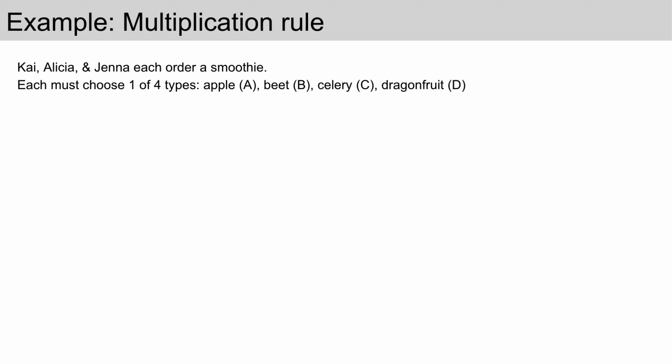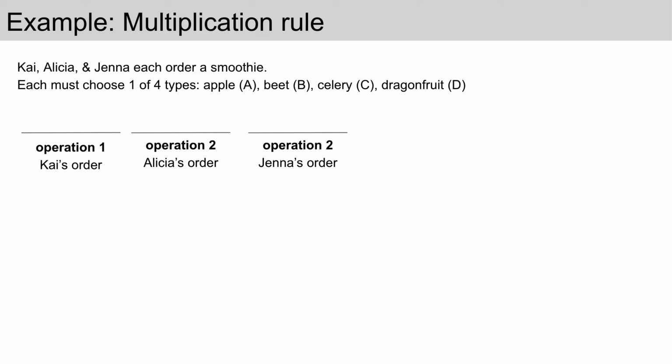Consider a second example. Suppose that Kai, Alicia, and Jenna each order a smoothie, and each must choose one of 4 types of smoothie: apple, beet, celery, or dragon fruit. In determining how many possible orders they can make, notice that we have to combine 3 operations: Kai's order, Alicia's order, and Jenna's order. Each of these operations can be performed in 4 different ways. There are 4 different types of smoothies. Thus, in total, these 3 friends can make 64 different orders.